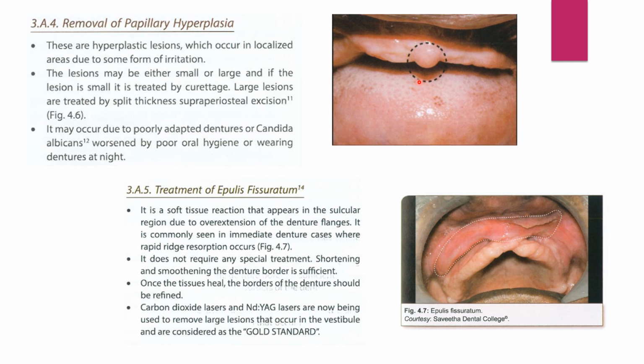So here is the picture showing epulis fissuratum. It is a soft tissue reaction that appears in the sulcular region due to overextension of denture flanges. It is commonly seen in immediate denture cases where rapid ridge resorption occurs. It does not require any special treatment. Shortening and smoothening the denture border is sufficient. Once the tissues heal, the borders of the denture should be refined.